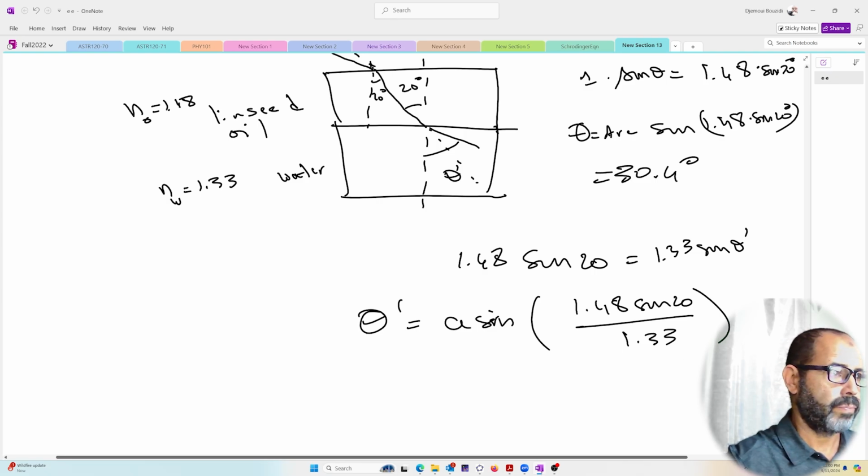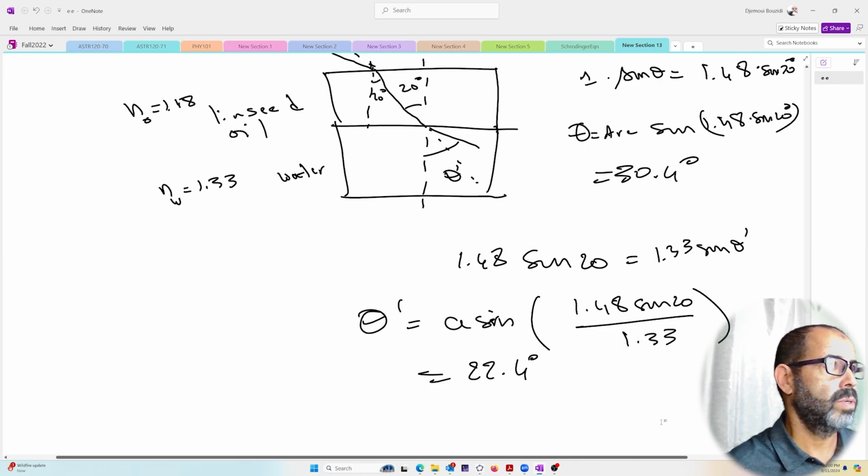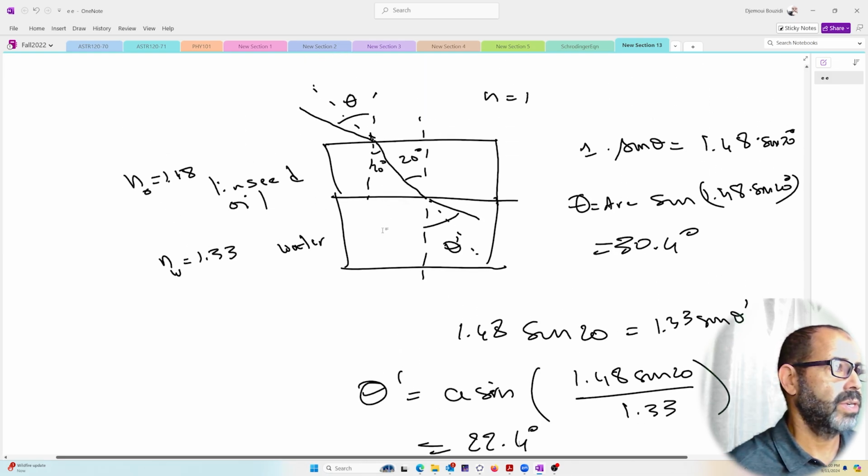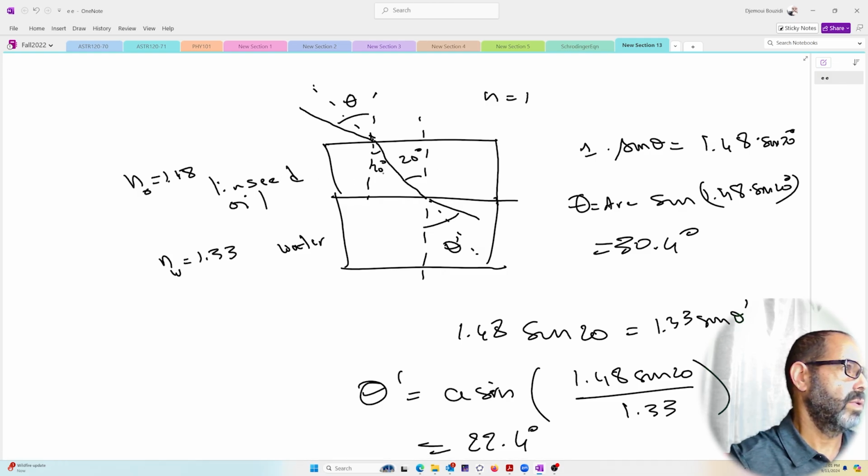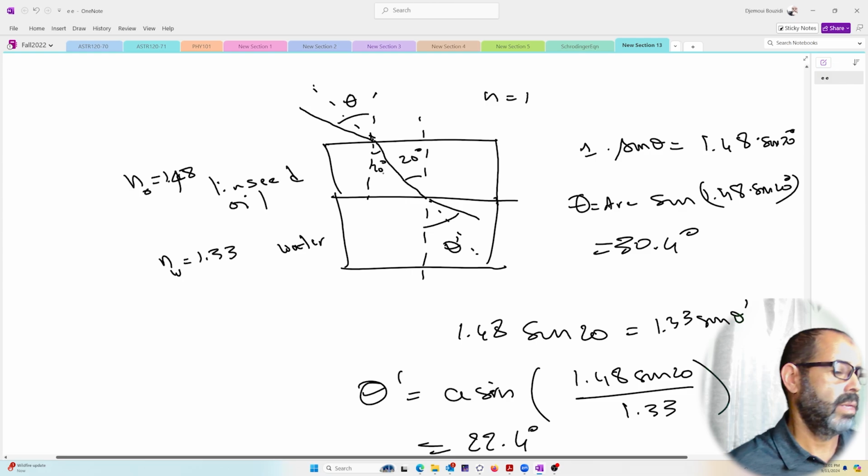This angle theta prime is more than this 20 degrees because the index of refraction in here is less than in here, and the difference is not that much. So it's 22.4 degrees, whereas this angle in here is bigger than the 20 degrees because the index of refraction is a lot less than this one. This is 1.48, so it's not 1.18, and that's basically the answer to this problem.